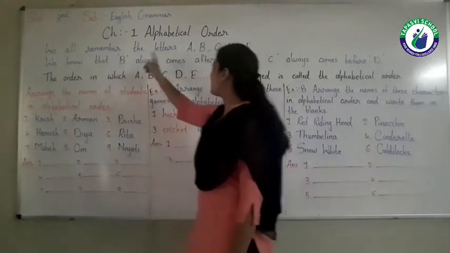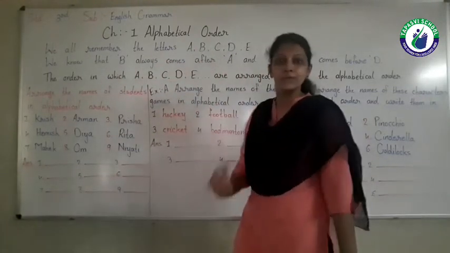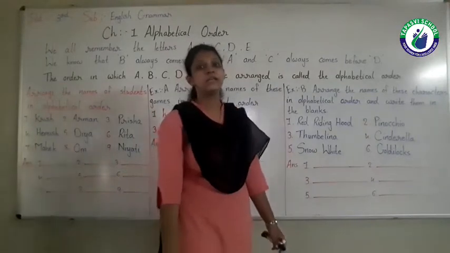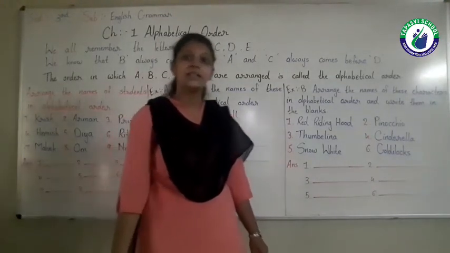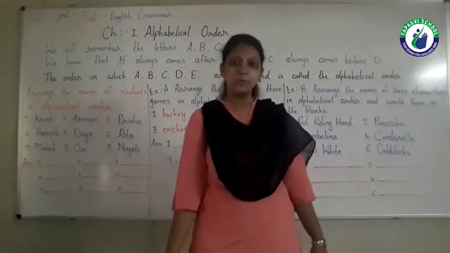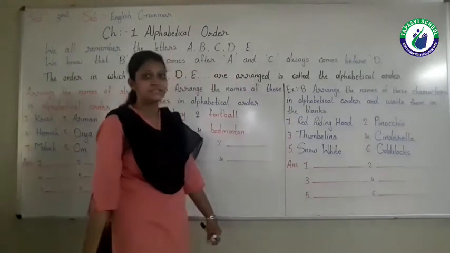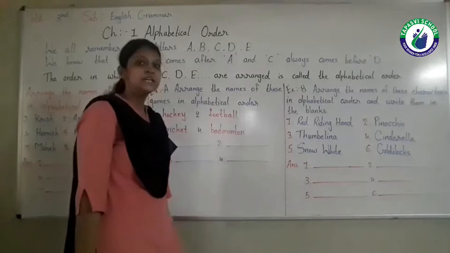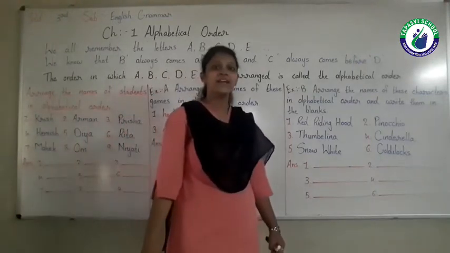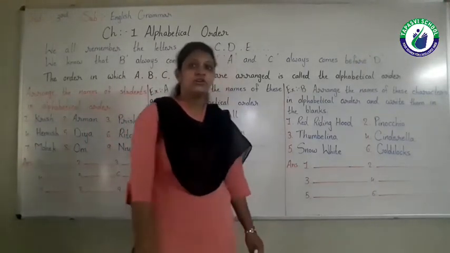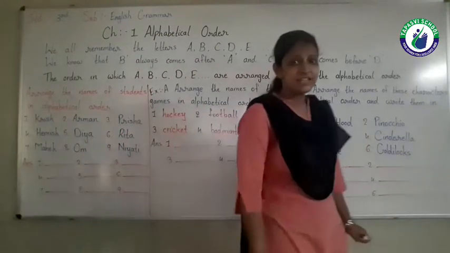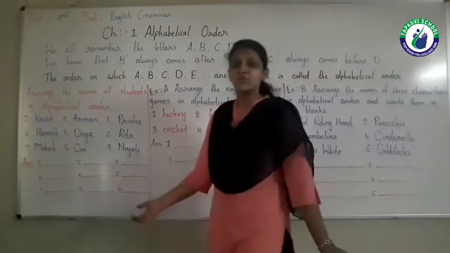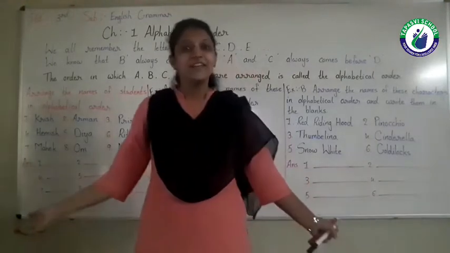We all remember the letters A, B, C, D, E, F, G, H, I, J, K, L, M, N, O, P, Q, R, S, T, U, V, W, X, Y and Z. We know it is called alphabet. In English language, there are 26 letters in alphabet.